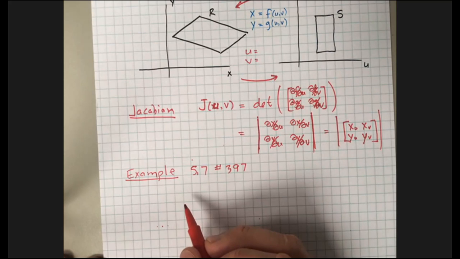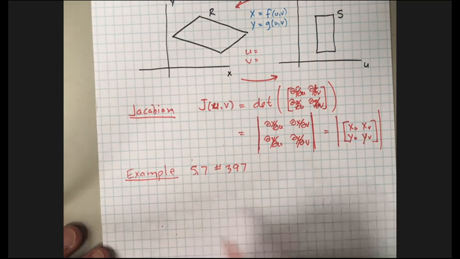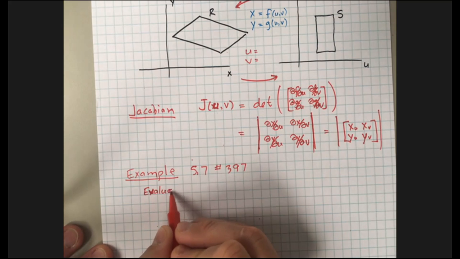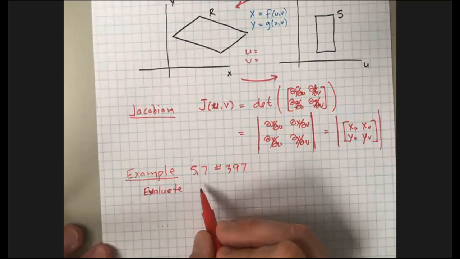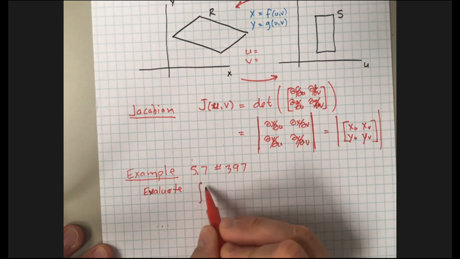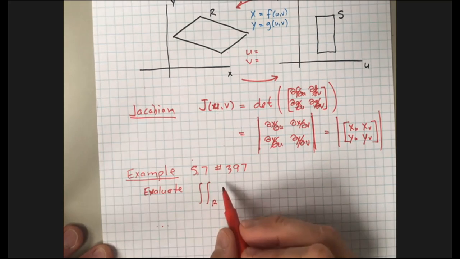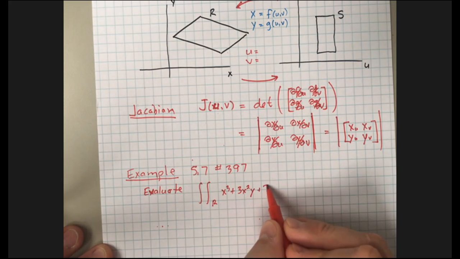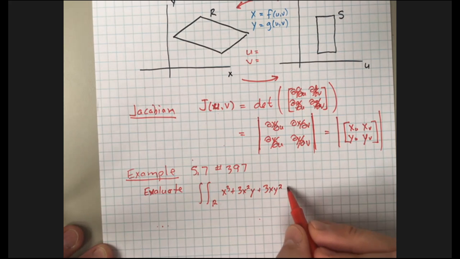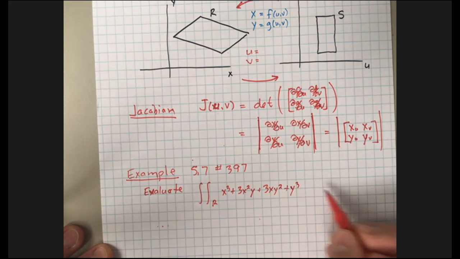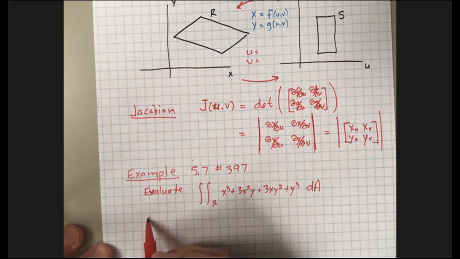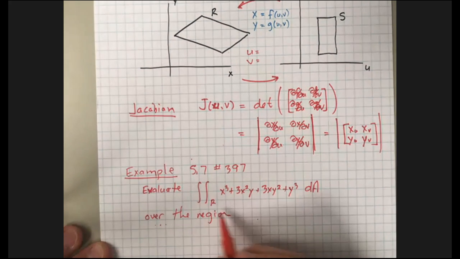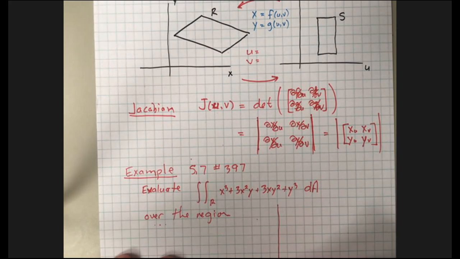So it's posted in your book, but I'm just going to state it briefly here. Evaluate this kind of strange integrand here. So double integral over R, and the integrand is x cubed plus 3x squared y plus 3xy squared plus y cubed with respect to area over region R, and they draw this region here.